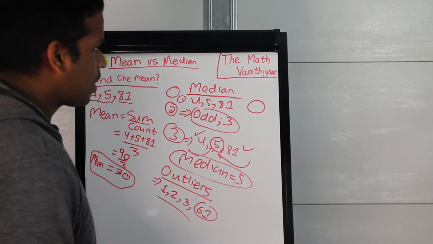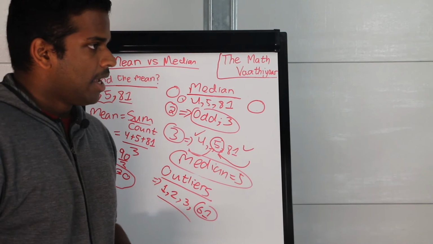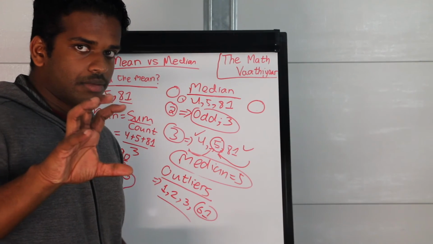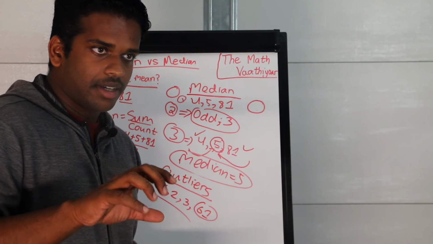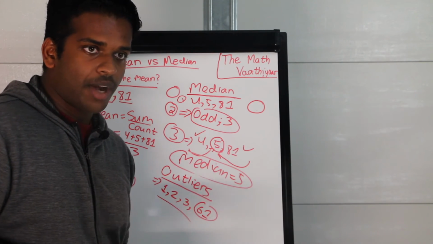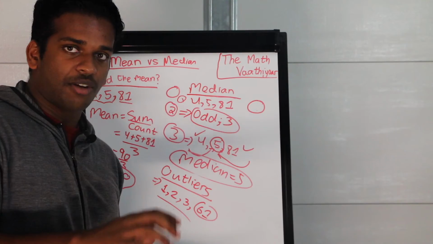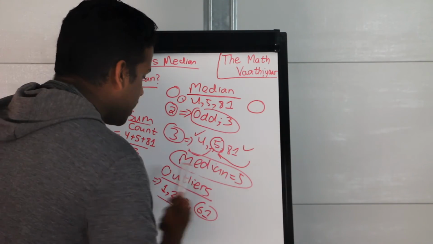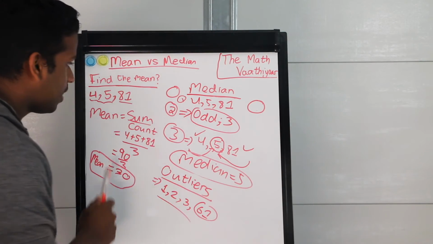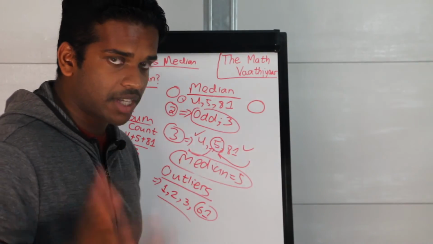And you will get a more accurate representation, or you will get the real picture of what's going on by looking at the median instead of the mean when you have the presence of such outliers.